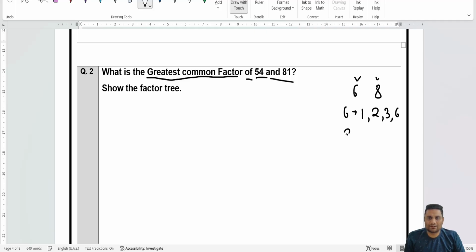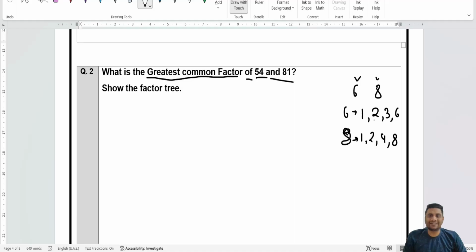Okay. Now let us check the 8. How many numbers can divide the 8? I can do 8 divided by 1. I can do 8 divided by 2. I cannot do 8 divided by 3 because in the table of 3 there is no 8. I can do 8 divided by 4 because 4 times 2 is 8. Half of 8 is 4. I have reached the half, then no need to check 5, 6, 7. Directly write the 8 again. So the factors of 8 are 1, 2, 4 and 8.